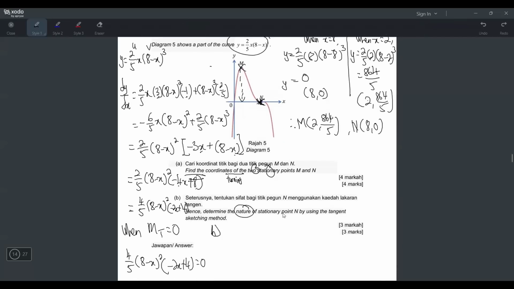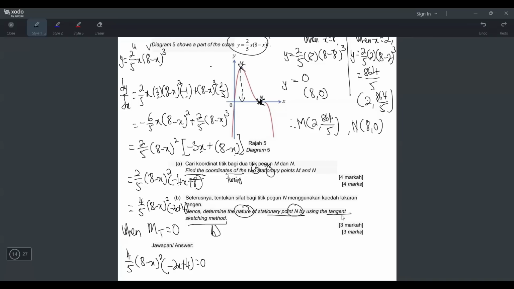Hence, determine the nature of stationary point N. So it's this point, using the tangent sketching method. Okay, what is tangent sketching method? Tangent sketching method is a method that you use to determine whether it's a minimum point, maximum point, or inflection point, right?